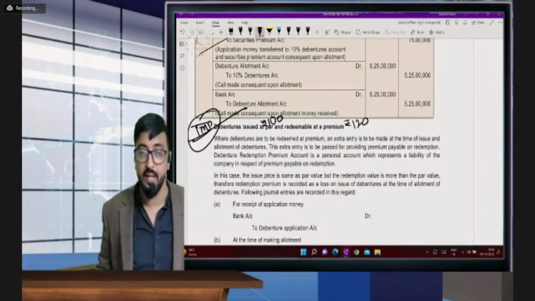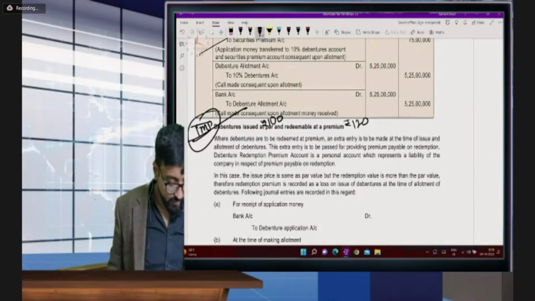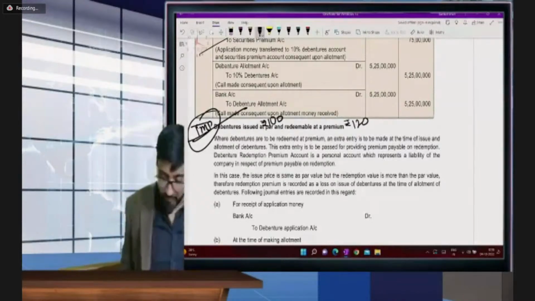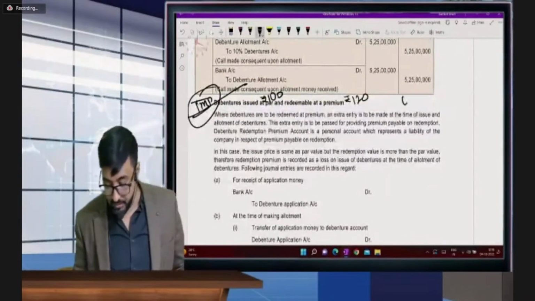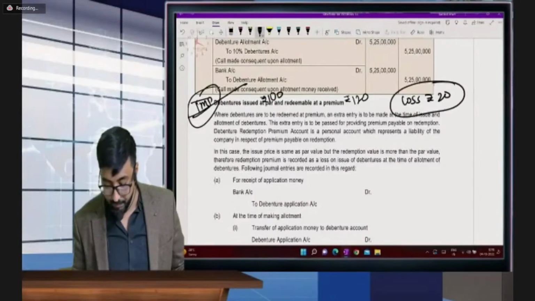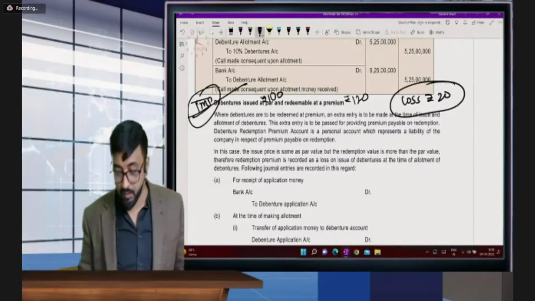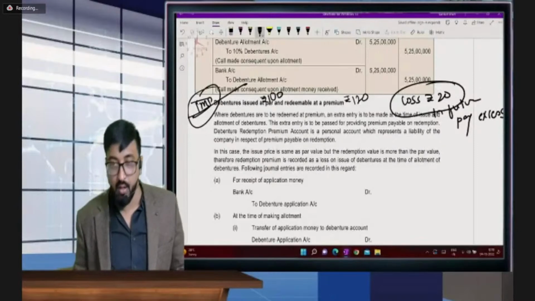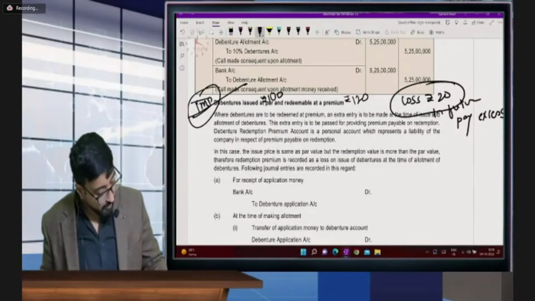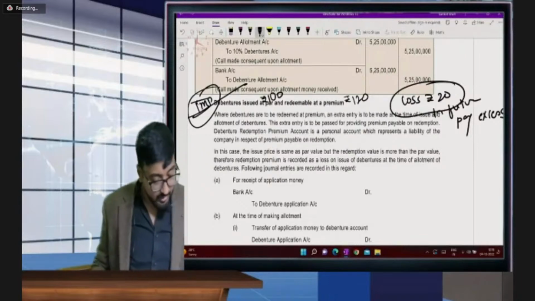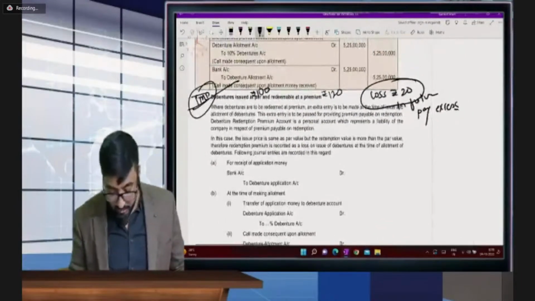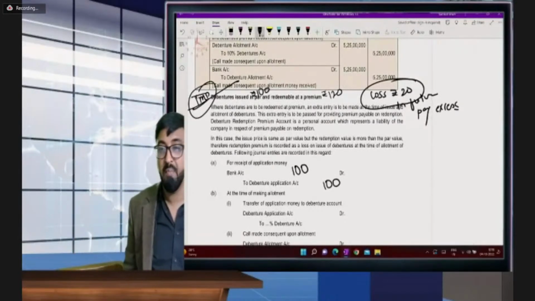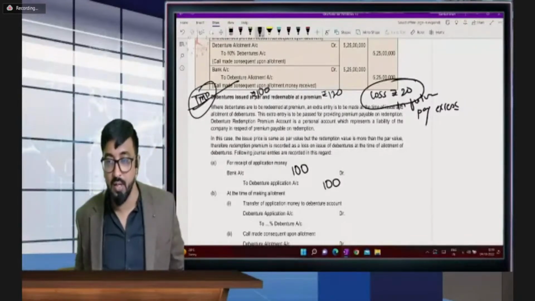Quickly tell me. In case number 4, are you in profit or in loss? You are in loss of rupees 20. In future, you pay excess. Very good. Loss. So, what is the entry? Bank account debit 100 to debentures application 100.